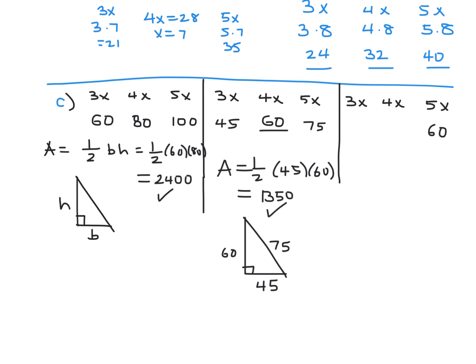And then finally this one, if 5x is 60, that means x is 12. So that means 4x would be 48, and 3x would be 36. Area therefore would be 1/2 base times height, which is 36 times 48, and that would be 864. So there you go. That takes care of part 3.